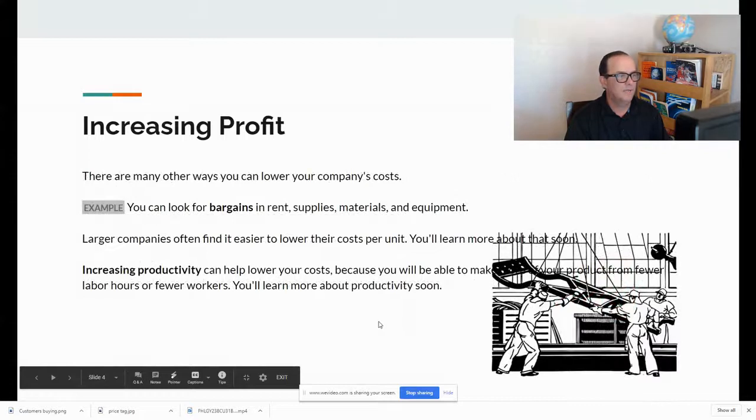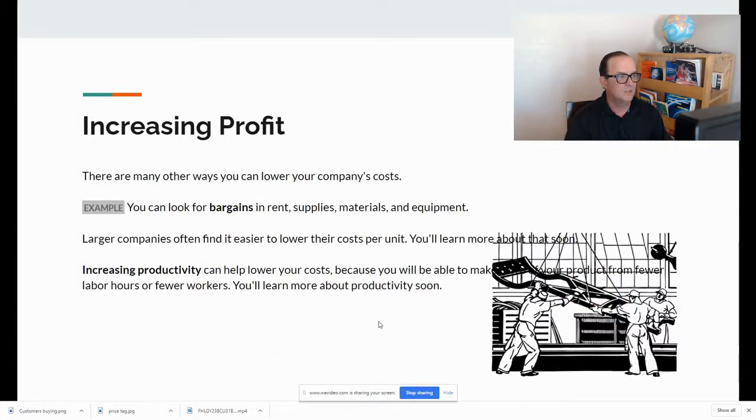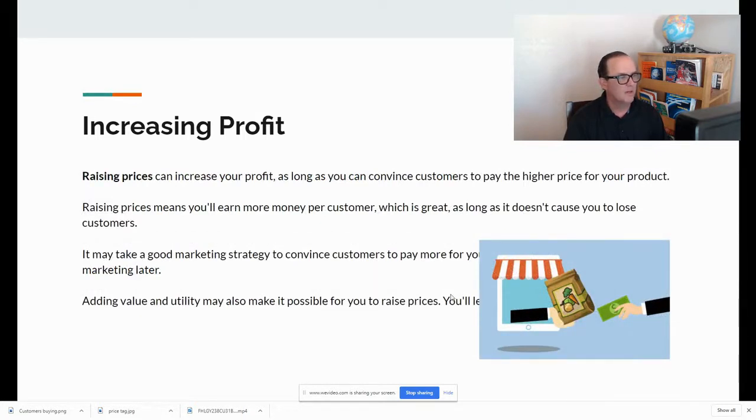So another way to do that is to look for bargains, and we're going to talk about productivity and those types of things. So you can increase your productivity. I'm not going to talk too much about that because that comes in here later. Raising prices, which is also kind of dangerous because sometimes you differentiate your product from different businesses that you're competing against by prices. But obviously, if you raise your price and do some things to allow you to do that, maybe it's a good environment, or you're adding value, utility, which is kind of the same thing. That makes that product or service provide more for the customer. So you can increase your profit by raising prices.